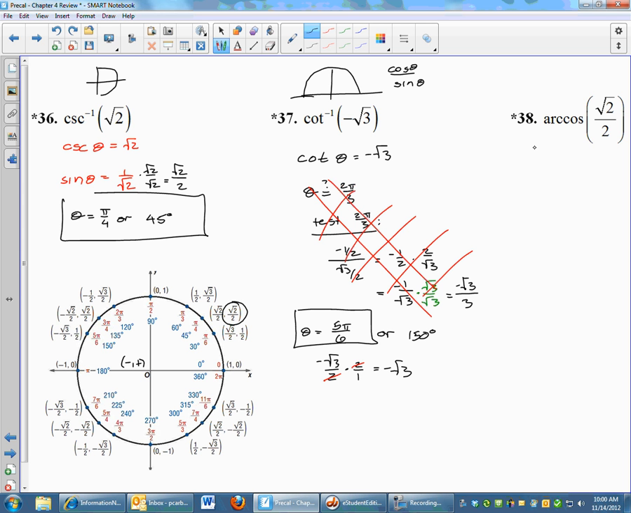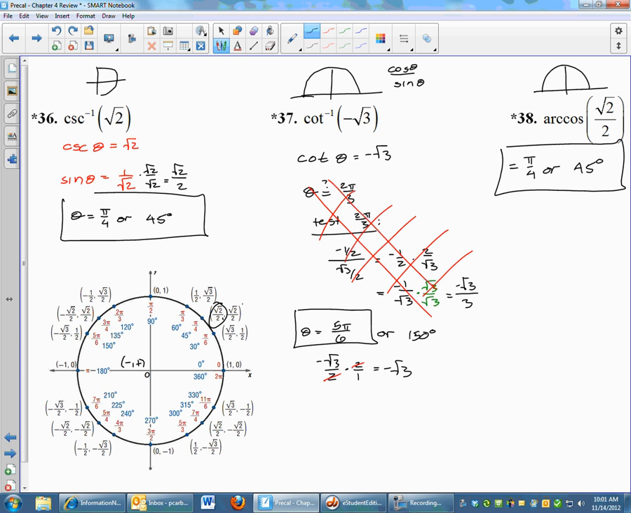All right, the very last one over here, number 38, the arc cosine of root 2 over 2. That one's not too bad because for cosine, you only need to look at the x-coordinate, and you are looking on the top half of the circle. So inverse cosine, I need x to be root 2 over 2, happens right here. So the answer to this one is pi over 4, or if you want to answer in degrees, 45 degrees.